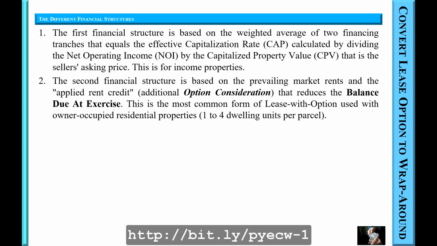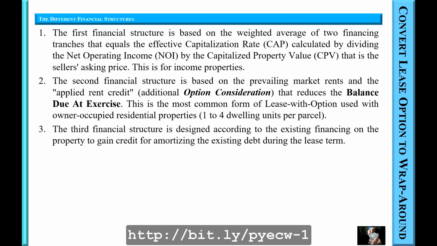The second financial structure is based on the prevailing market rents and the applied rent credit, that is, additional option consideration, that reduces the balance due at exercise. This is the most common form of lease with option used with owner-occupied residential properties, that is, 1 to 4 dwelling units per tax parcel. The third financial structure is designed according to the existing financing on the property to gain credit for amortizing the existing debt during the lease term.